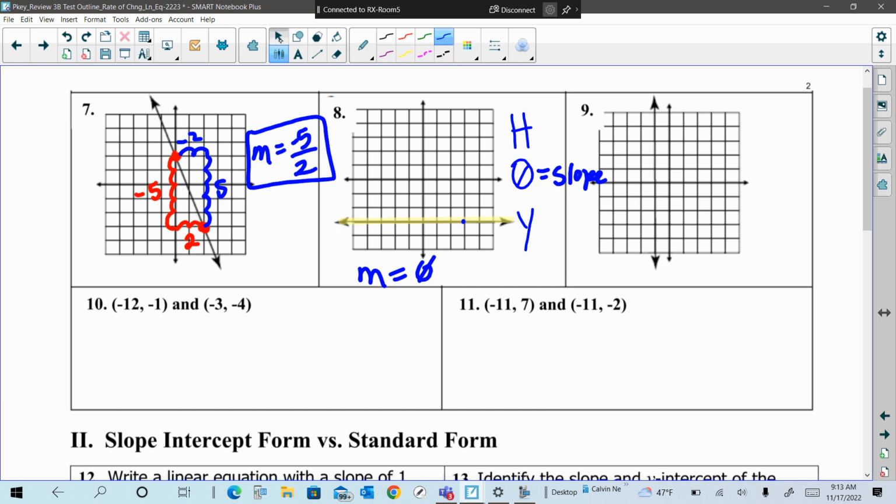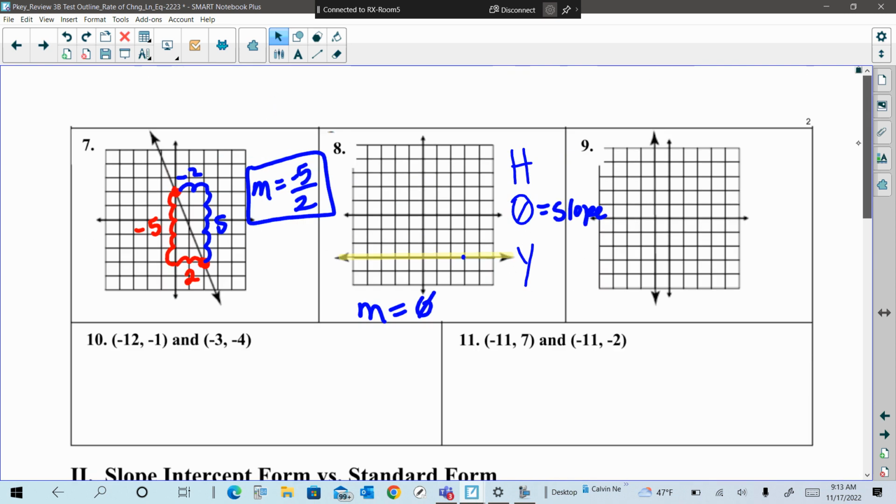And the next one is undefined. The next line is right here. I don't know if y'all see it. Sorry, guys. There's the number 9. Make sure you can pick the correct line. So this one is a vertical, which means our slope here is undefined.